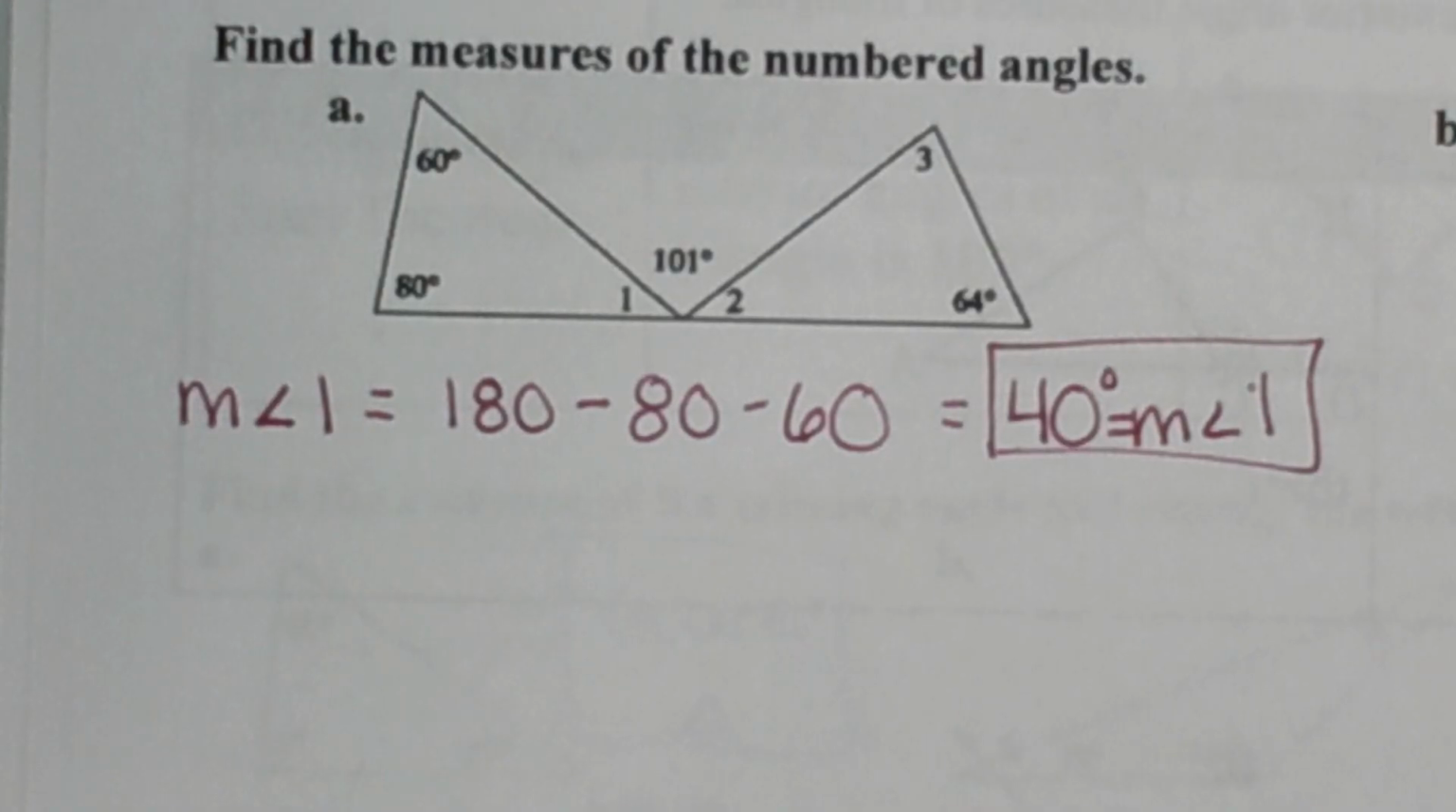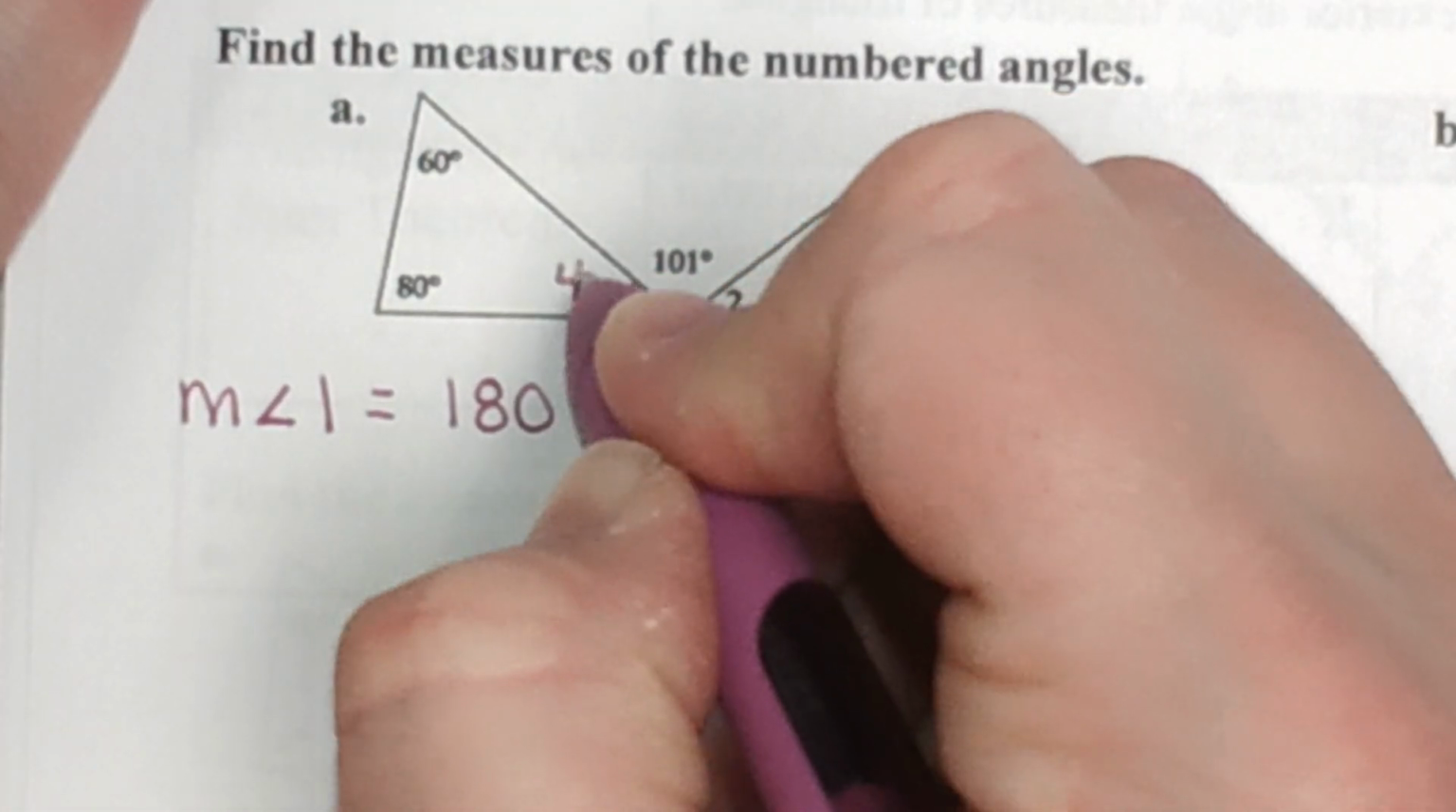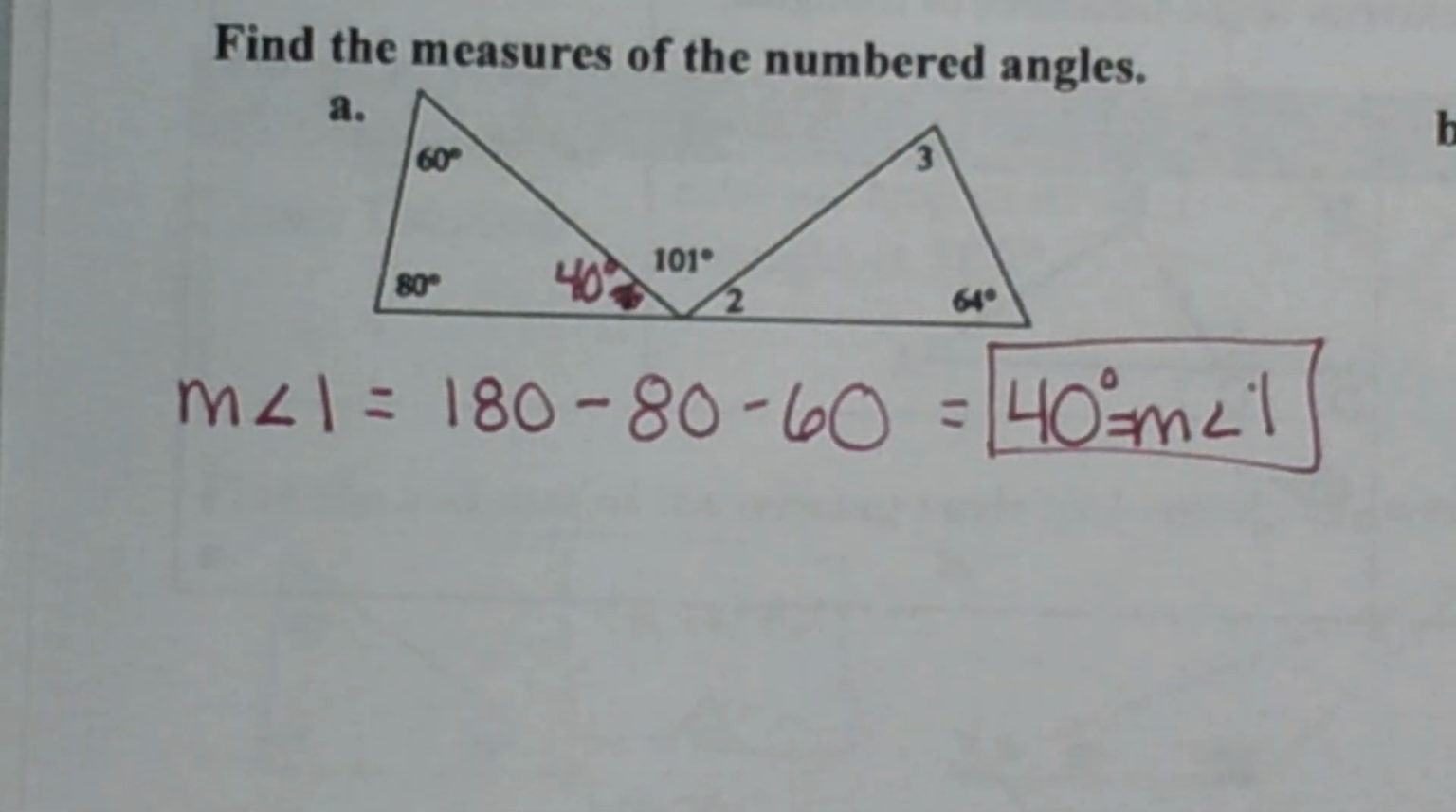That's the first one. Once I have it figured out, I go into my picture, I cross it off, and I call it 40 to make my life easier. Now I look for the other key things to help me: either other triangles that I know 2 angles of and I'm looking for the third, or I look for vertical angles, so I look for an X, or I look for a straight angle with angles coming off of it.